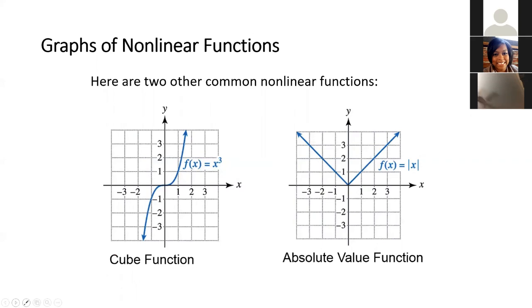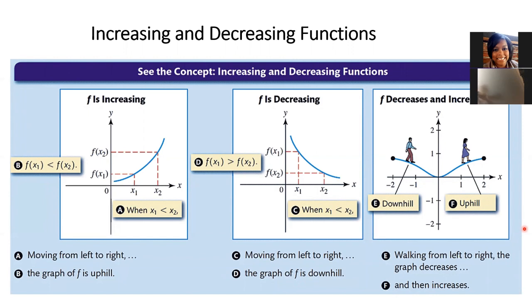Here are two other common nonlinear functions. We have our cubic function and our absolute value function. The absolute value function is actually made of linear functions using piecewise, but as a whole, it is not linear. When the graph is increasing, it is uphill, you're moving upwards, right? Makes sense? When you are decreasing, you're moving from left to right and you're going downhill. A graph can be made up of downhills and uphills. And so this is an example of a decrease, then an increase.